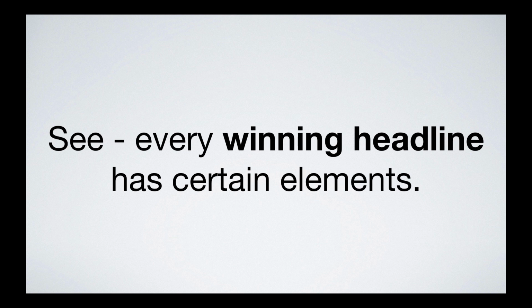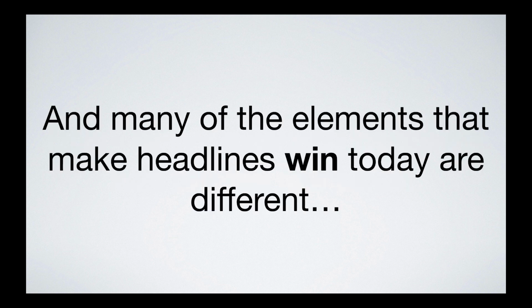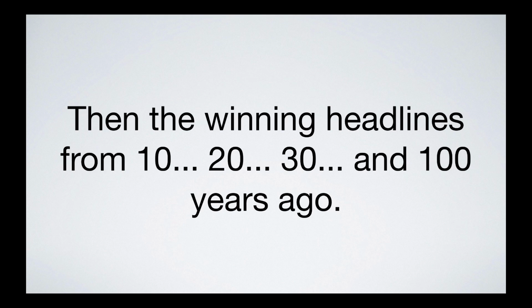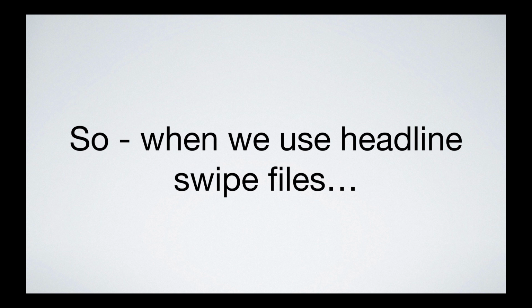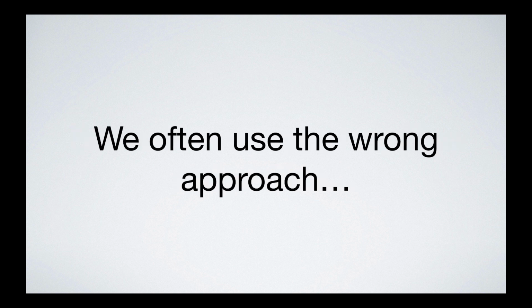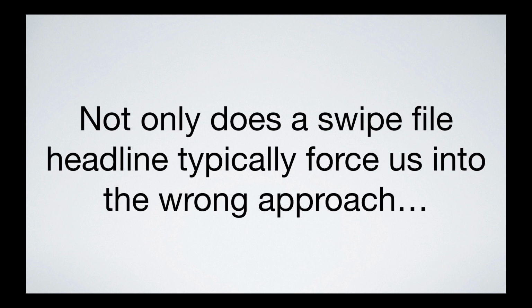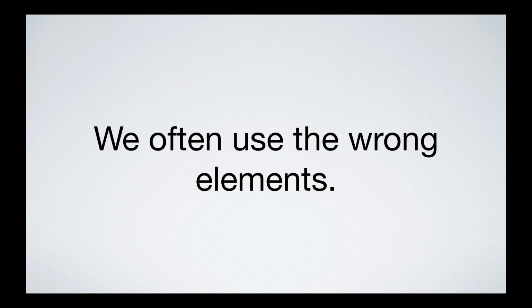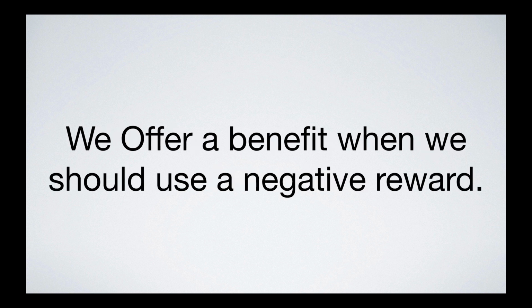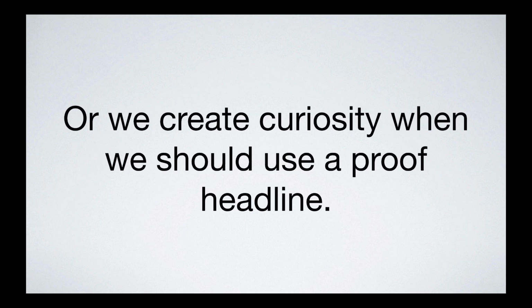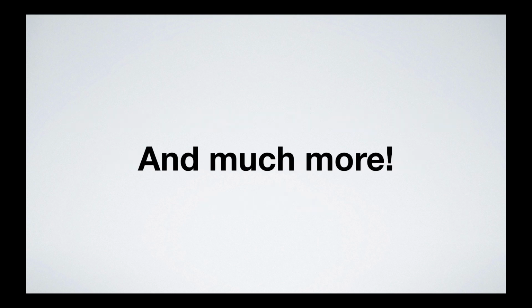See, every winning headline has certain elements, and many of the elements that make headlines win today are different than the winning headlines from 10, 20, 30, and even 100 years ago. So when we use headline swipe files, we often use the wrong approach and the wrong style of headline. Because with a headline swipe file, we don't start with the market, we start with the swipe file. Not only does a swipe file headline typically force us into the wrong approach, we often use the wrong elements. We offer a benefit when we should use a negative reward, or we create curiosity when we should use a proof headline, and much more.